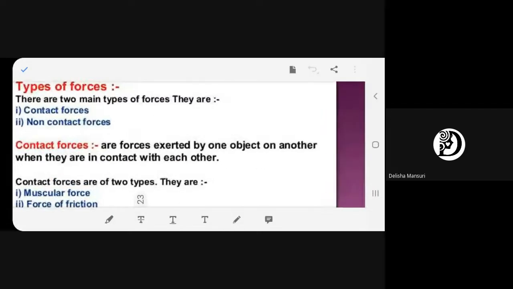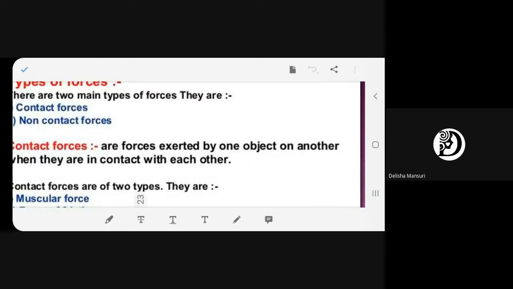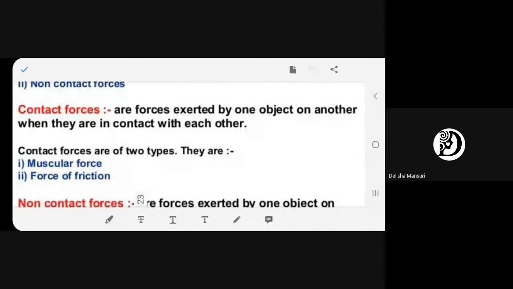Fine. Now, what are the types of forces? Namely, contact and non-contact forces. As the name suggests, contact force means they are touching each other. One object is in contact force with the other when they are in contact with each other. That means they are touching each other. What are those forces? Muscular force and force of friction. Okay? Understood? Muscular force or force of friction.